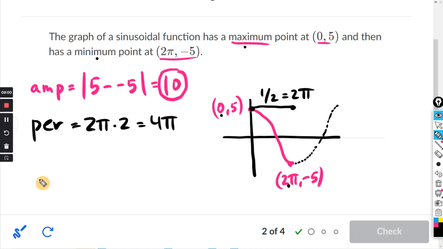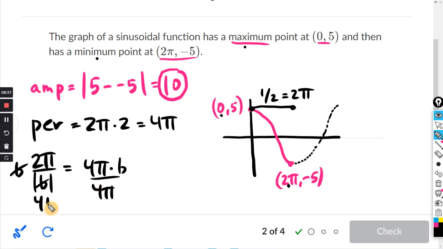All right, finding the value of B, we know that the period equals 2 pi over the absolute value of B, which we said was 4 pi. Okay, multiplying both sides by B. You can cross multiply if you want, same thing. The B's cancel. Solving for B, divide both sides by 4 pi. Cancels here. 2 pi over 4 pi, the pi's cancel. 2 over 4 is 1/2. All right, so we got that.